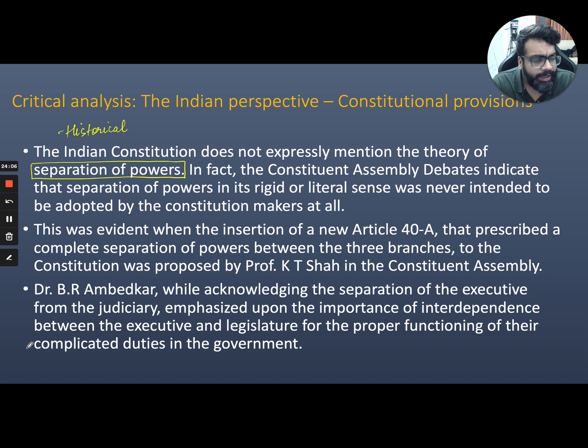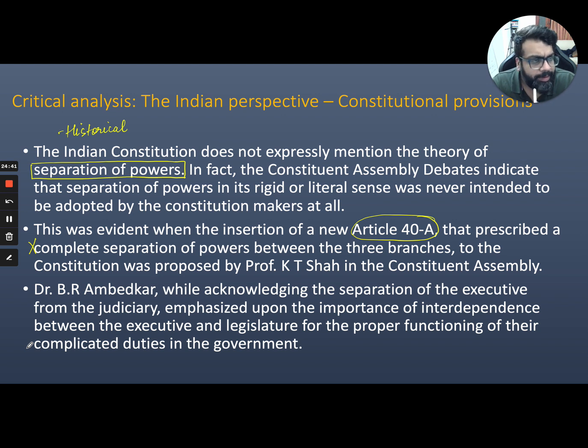And in fact, one of the members of the Constituent Assembly, Professor K.T. Shah, had proposed that an article called Article 40A should be added to the Constitution, which categorically said that there should be a complete separation of powers. Even though this was in the directive principles as an idea, it would still give enough due to the government to implement it. However, this proposal of Professor K.T. Shah was not ultimately accepted by the Constituent Assembly.